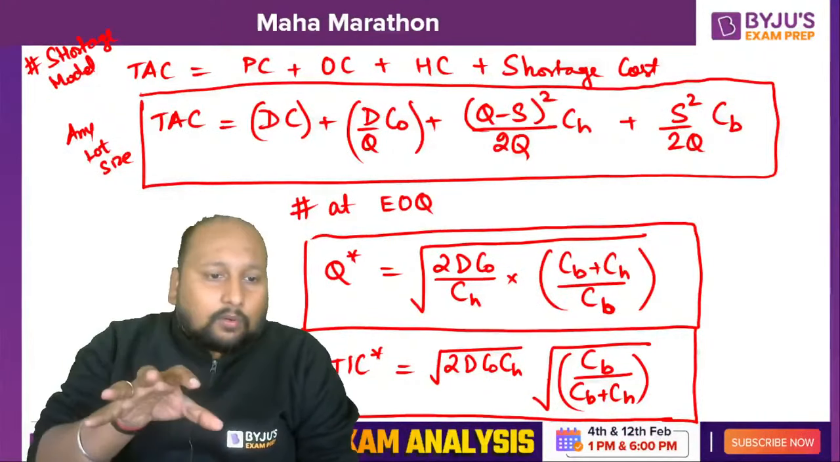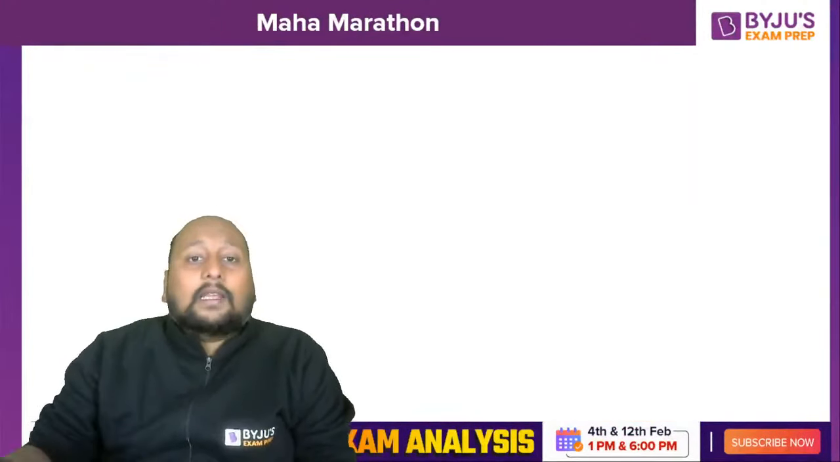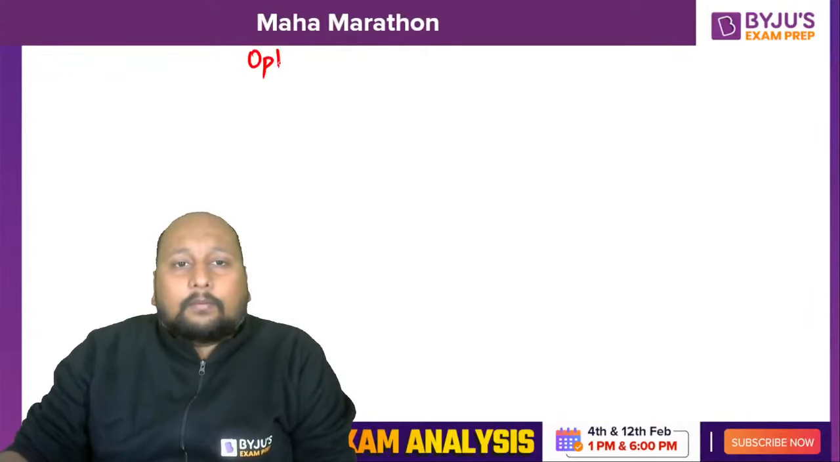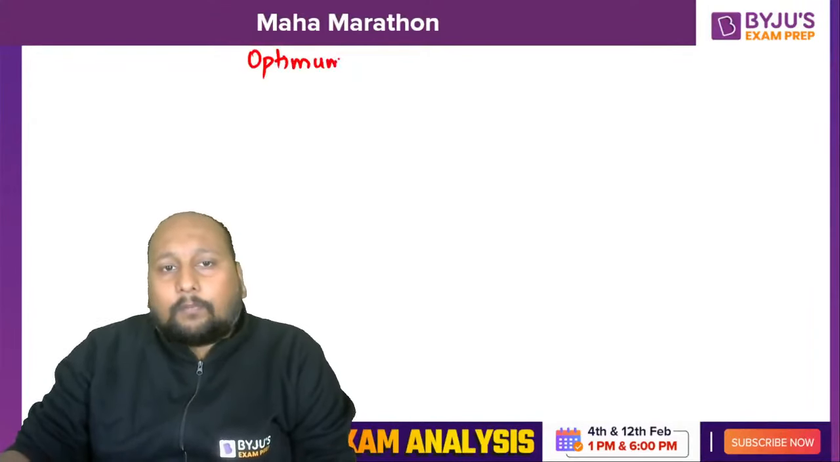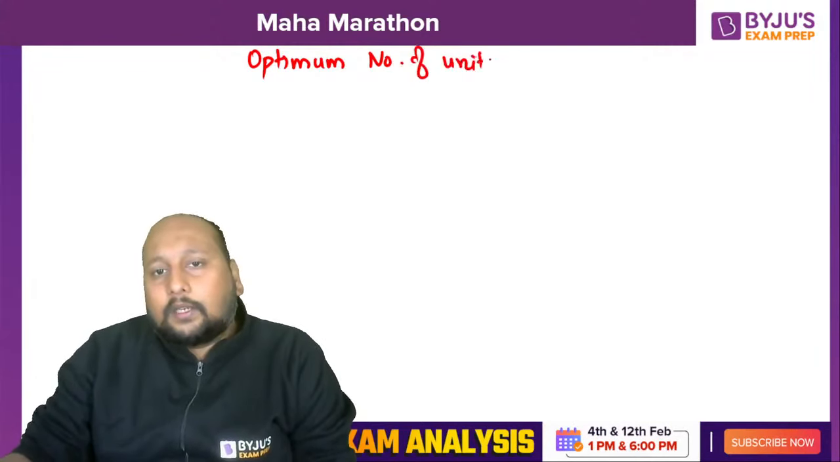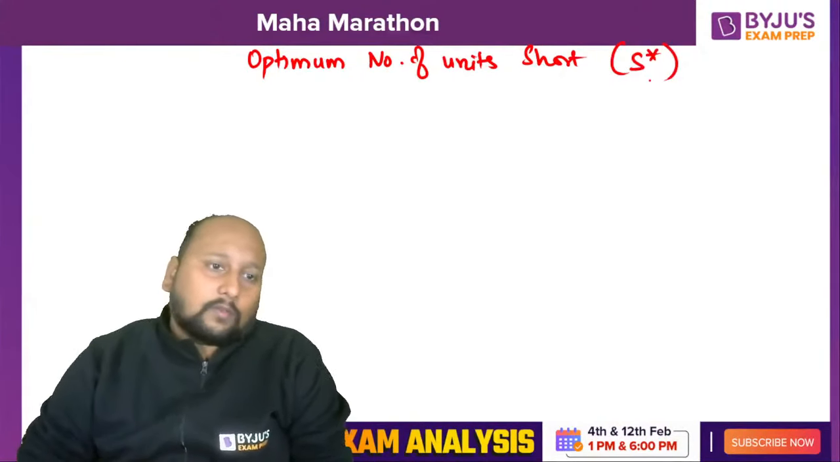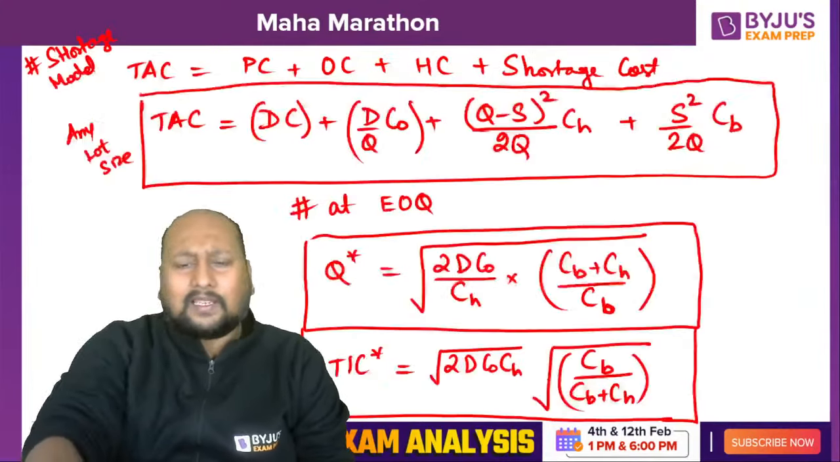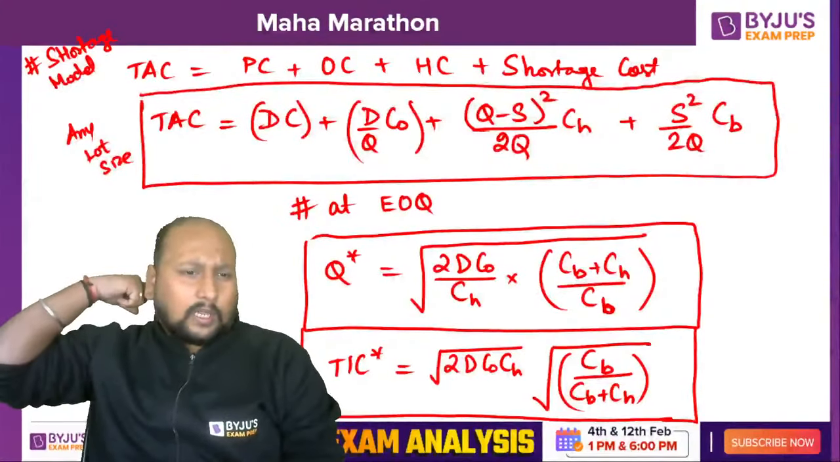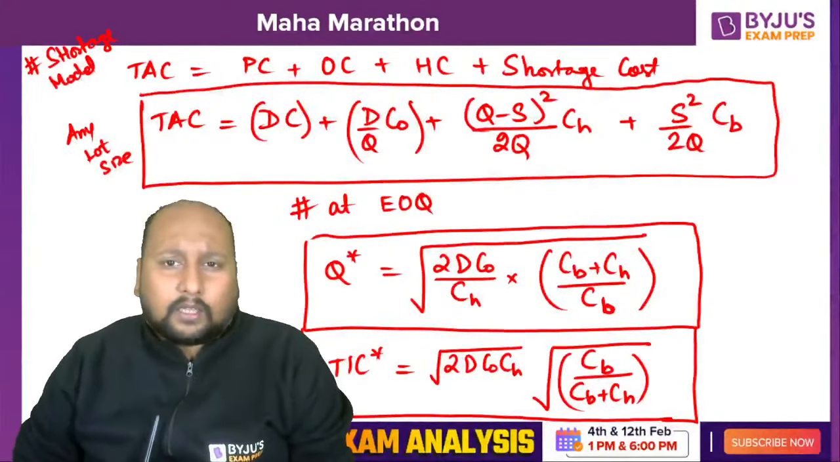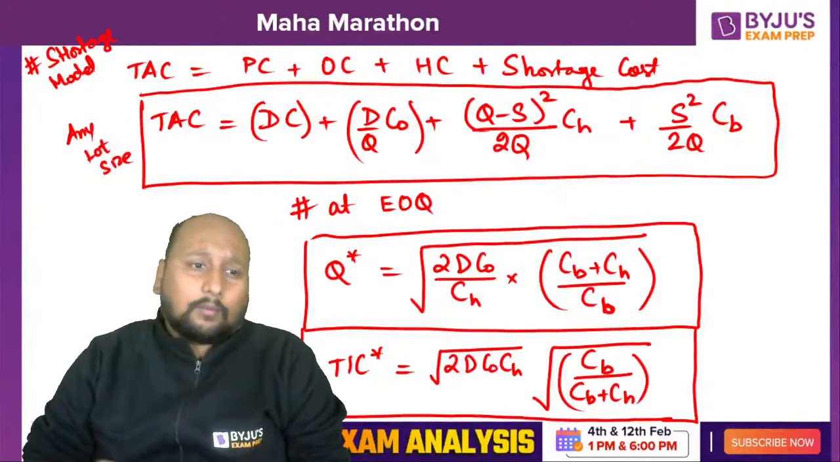They can ask you a question: what is the optimum number of units short? That is basically S star. They're going to ask you a question from this. They won't be asking you this lengthy problem. It's not that they're asking how you're able to remember the formulas. They will be asking what logic you are able to remember.